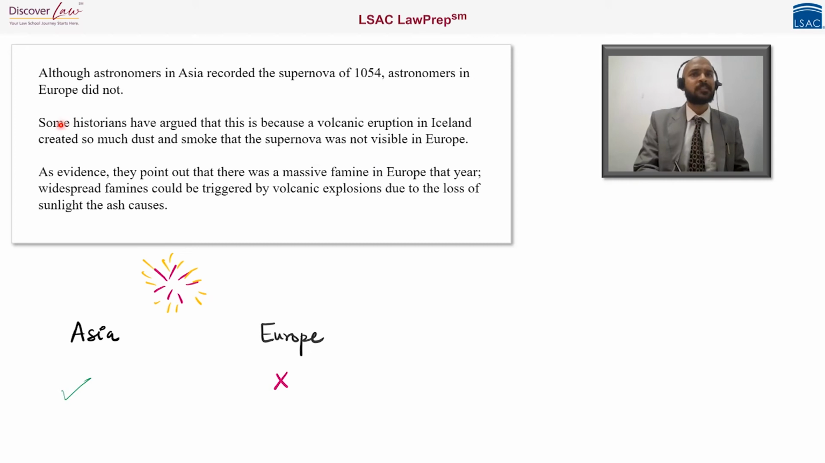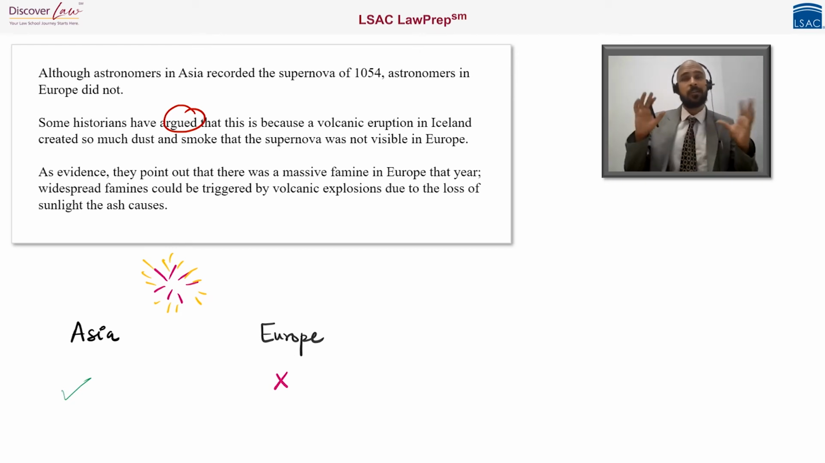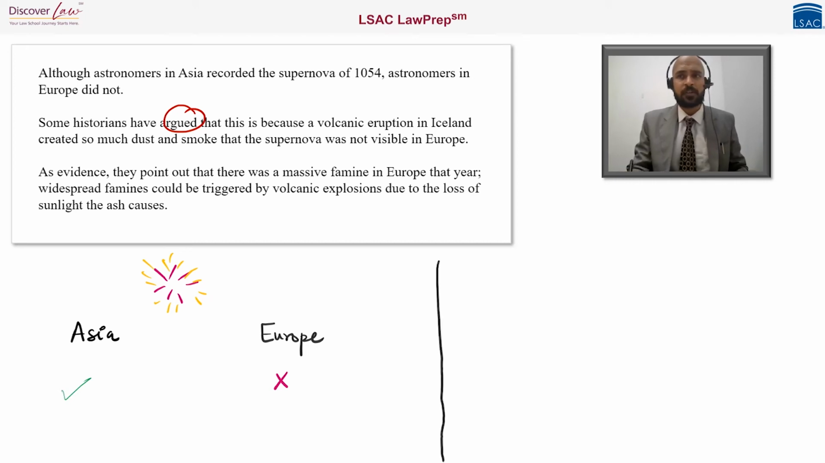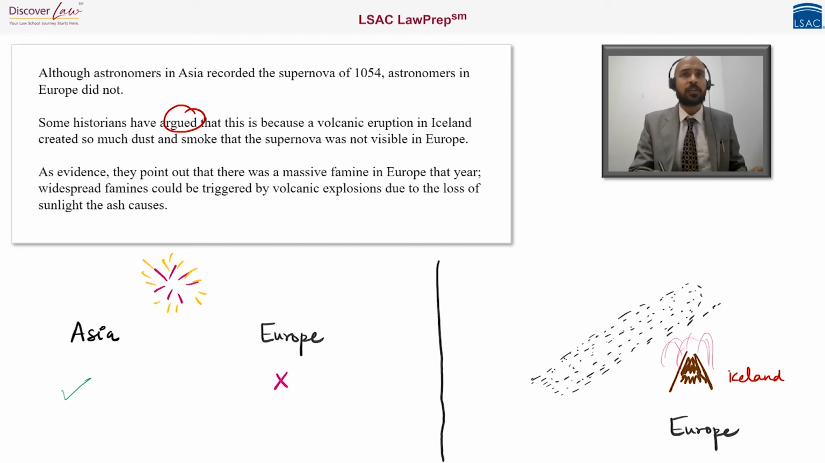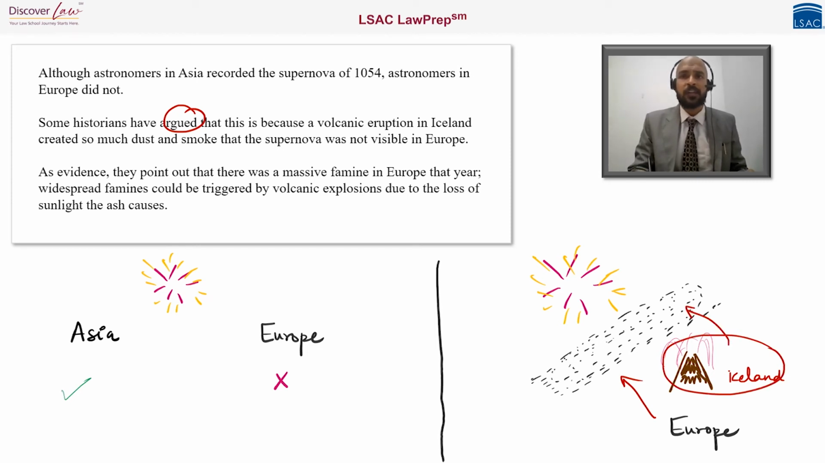It goes on to say that some historians have argued, I like the word argue, okay? Doesn't necessarily point to an argument, but you can kind of pay attention to that. That this is because a volcanic eruption in Iceland, okay, so this happened in Iceland, and it created so much dust and smoke that the supernova was not visible in Europe. So there was a volcanic eruption here, it created a lot of dust, and so people in Europe could not see it, okay.